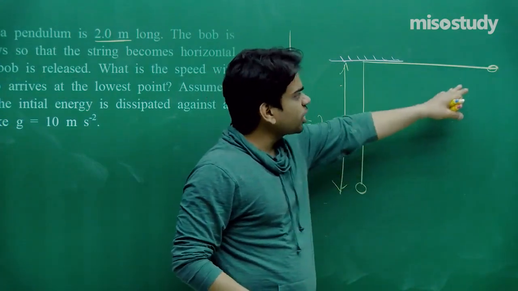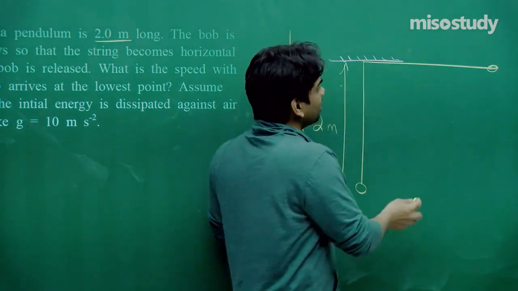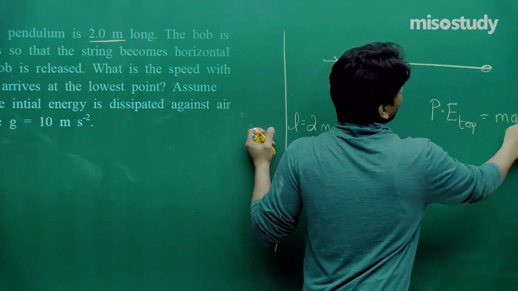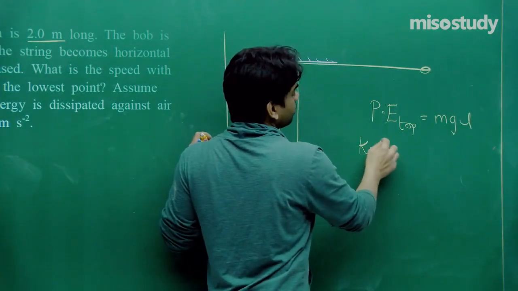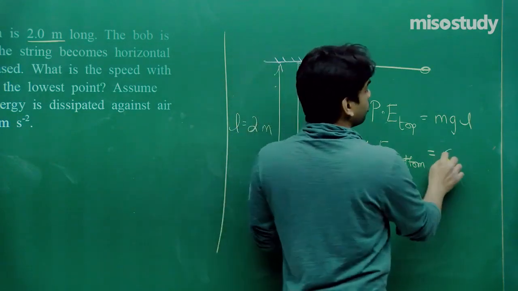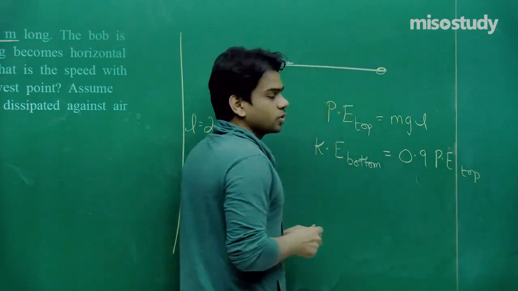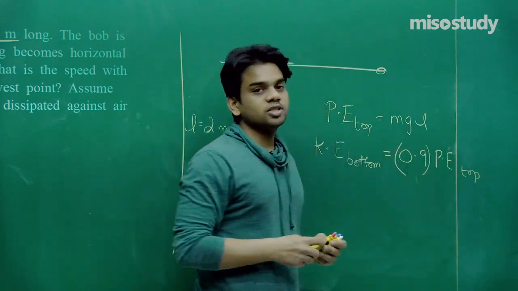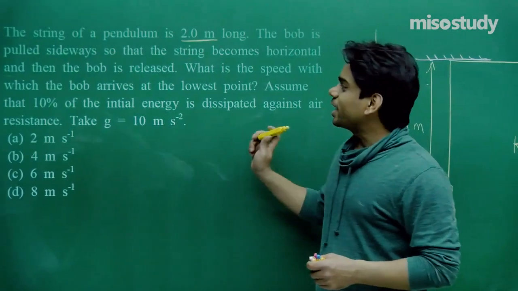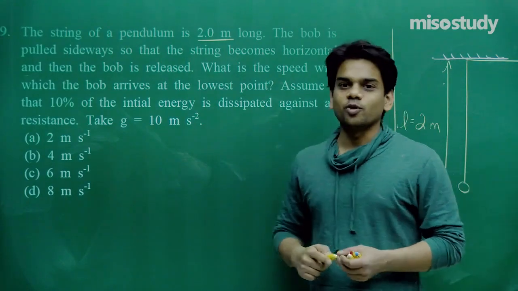It will come down, all its potential energy will be converted into kinetic energy, but 10% of it is lost. The potential energy that it is possessing at the topmost point is equal to mg into height, that will be L. The kinetic energy at the bottommost point will be, because 10% is lost, so 0.1 times is lost, only 0.9 of potential energy will be left with it. So we need to find out the speed with which the bob arrives at the lowest point.